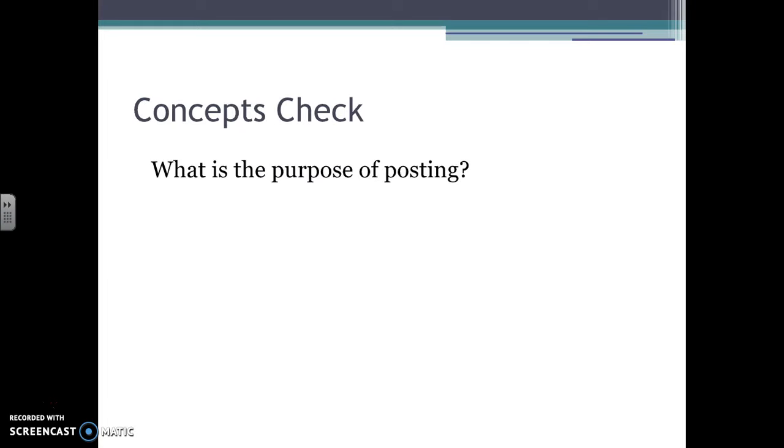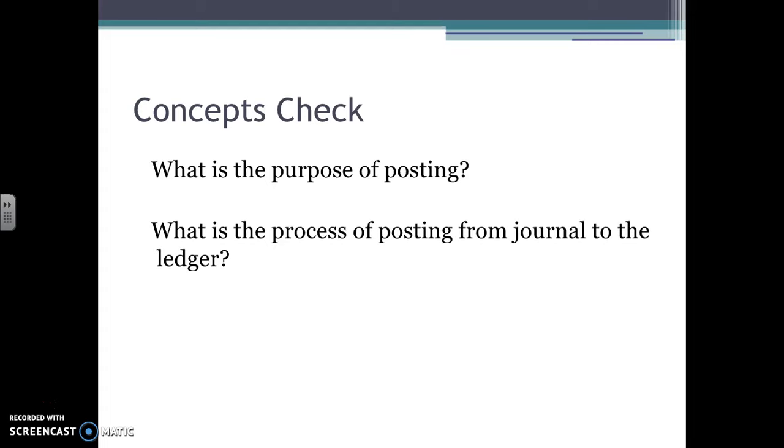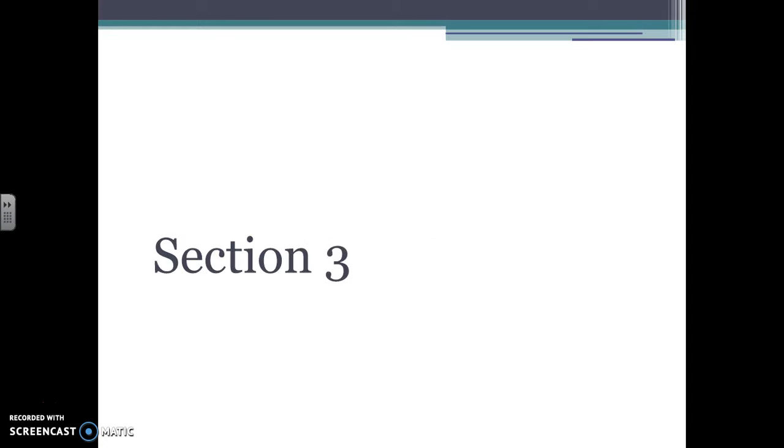All right, let's take a look at the concept check here. What is the purpose of posting? Answer that question, write it down if you have to. We will discuss more when we meet next in class. What is the process of posting from the journal to the ledger? Once again, think about that. Write down the answer. We'll discuss more in class when we meet next. Moving on to section 3.